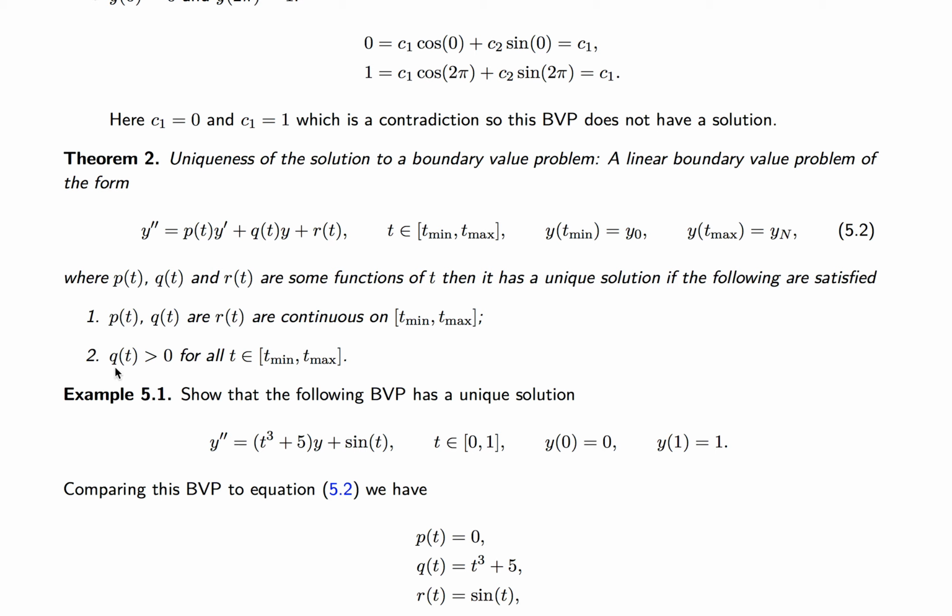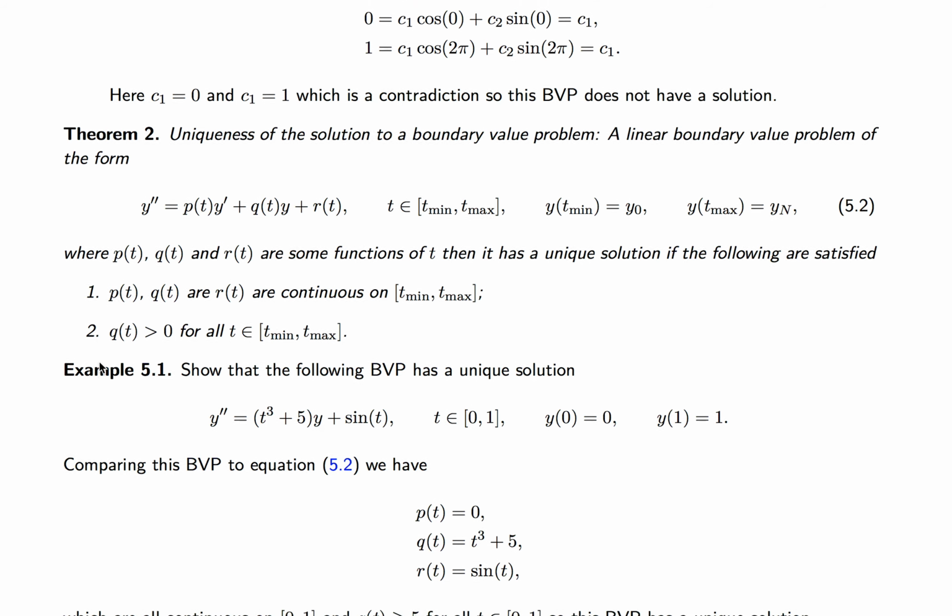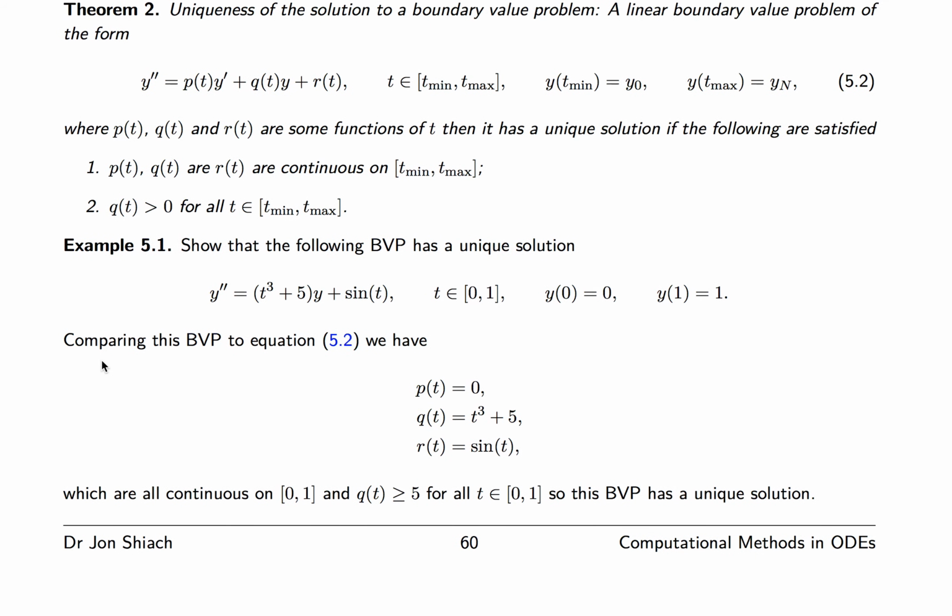The second criterion is whether the coefficient of y, q, is positive for all values of t in the range. So if these two criteria are satisfied, we have a unique solution to the boundary value problem. So here we have an example 5.1. So we have a second order ODE. If we compare it to this one up here, we can see that the coefficient of y dash is 0, because we've got no y dashes. The coefficient of y is t cubed plus 5, and the function r(t) is sine t.